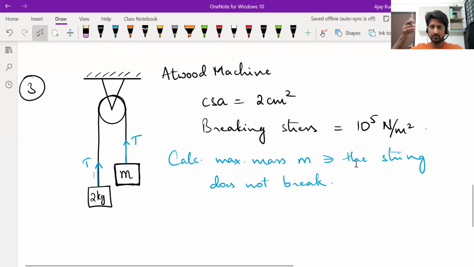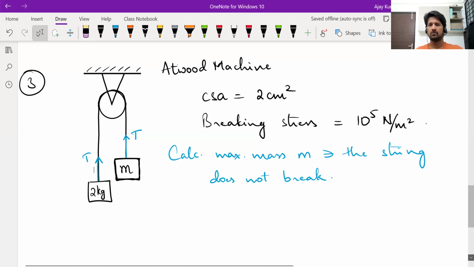If you can get an expression for tension in terms of M, dividing it by the area of cross section will give you stress in terms of M. And you know the limit for stress. From there, you will get the limit for the mass M. Okay. Do this, all of you. I'll give you 3 minutes.